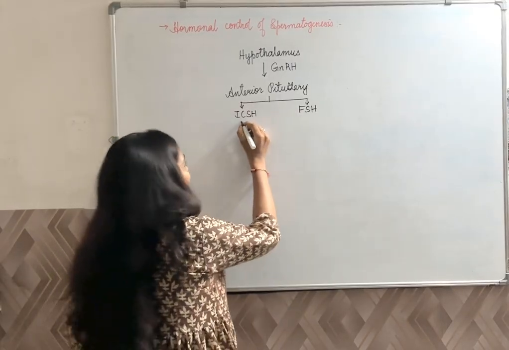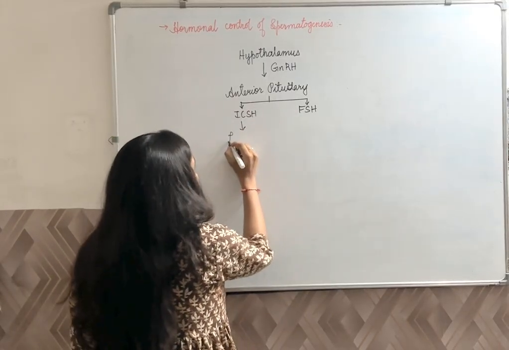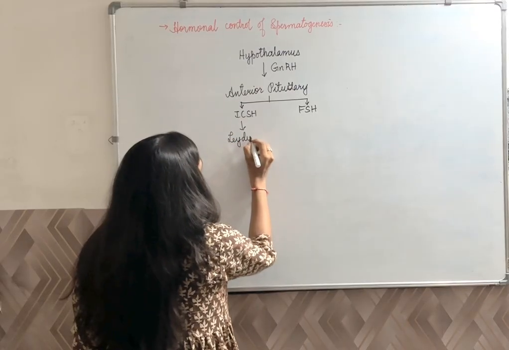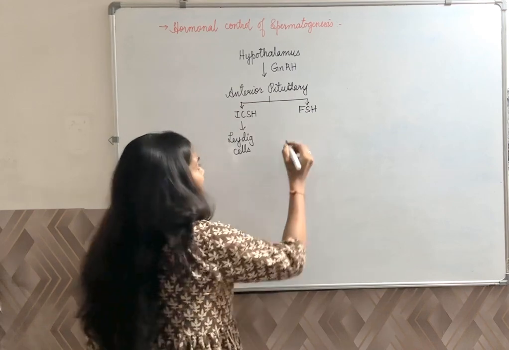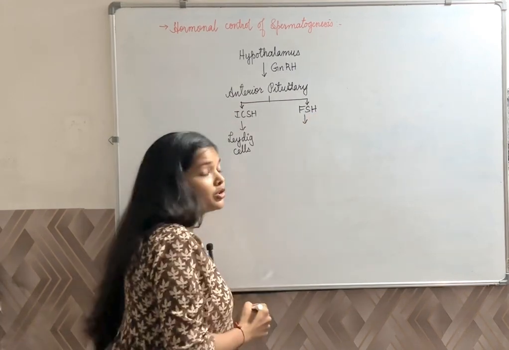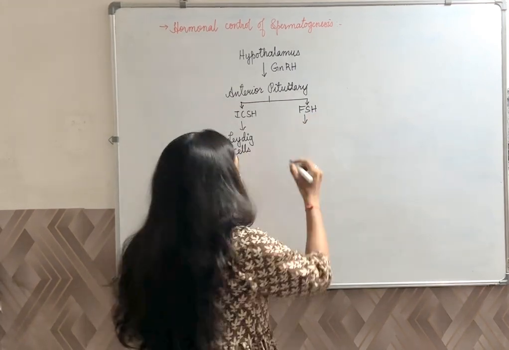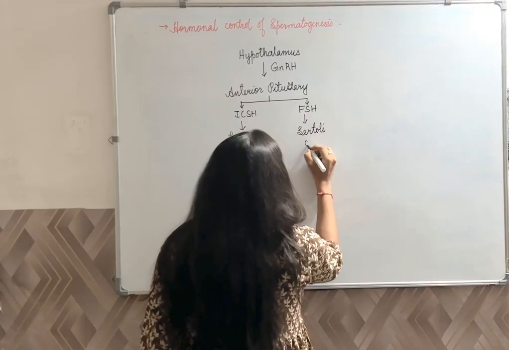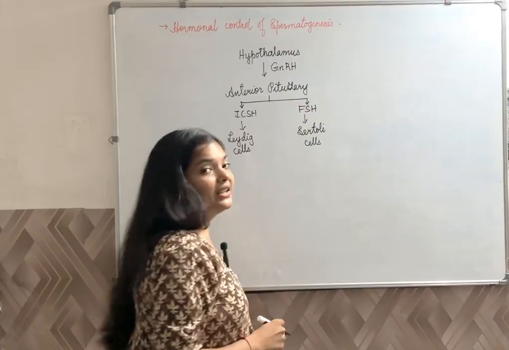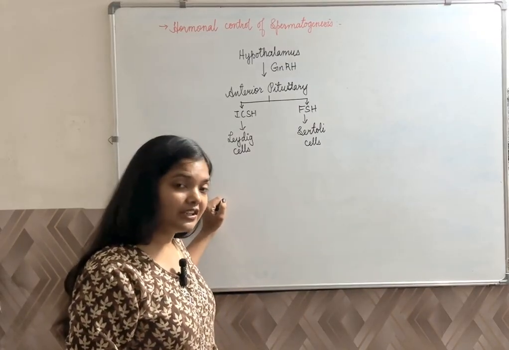Now this ICSH is meant for stimulating the Leydig cells, which are also called interstitial cells, whereas FSH is meant to stimulate the Sertoli cells. The Sertoli cells, which are also called the nurse cells, will be stimulated by them. Leydig cells, which are also known as interstitial cells.